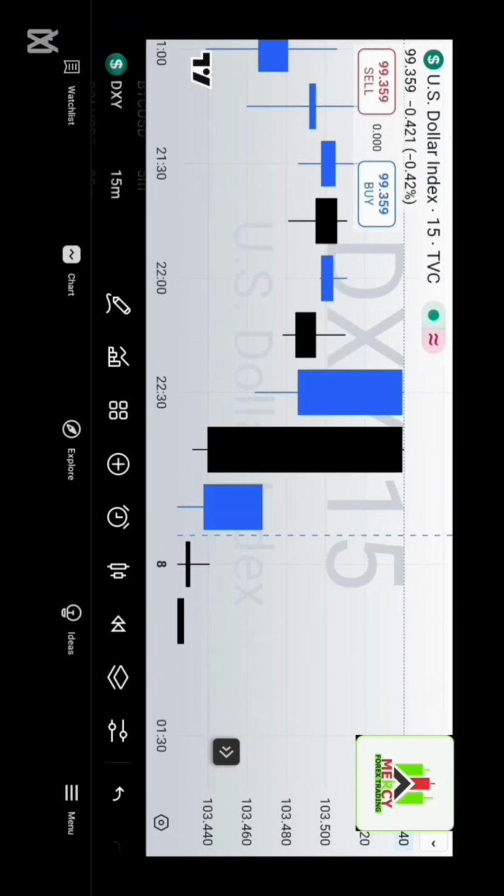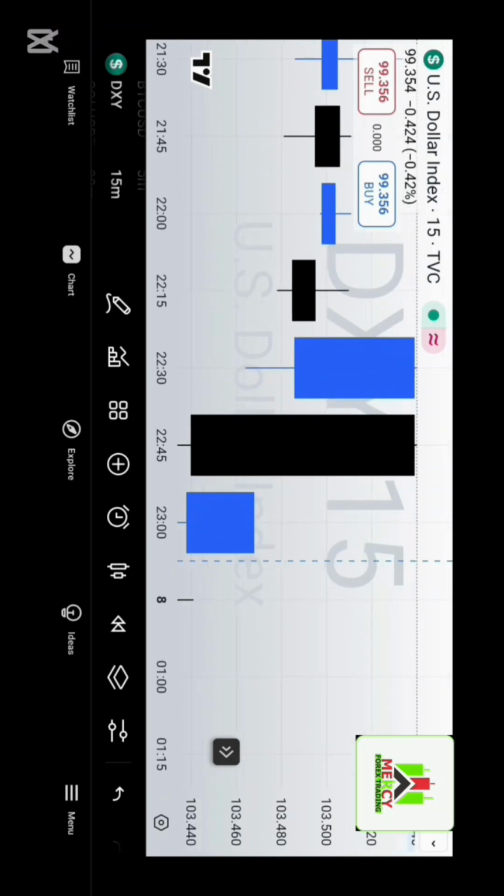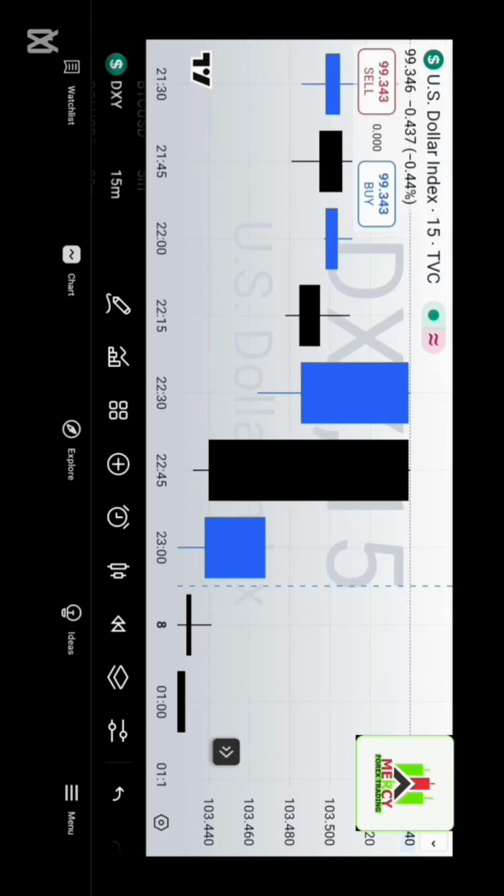So this bigger black and green and blue is what we call candlestick. Both are called candlestick. But if you open your own, it might be showing you green and red. I changed my own color. So this black is the red in your own, and this blue is the green in your own chart, in your own TradingView, right? Assume it like that.